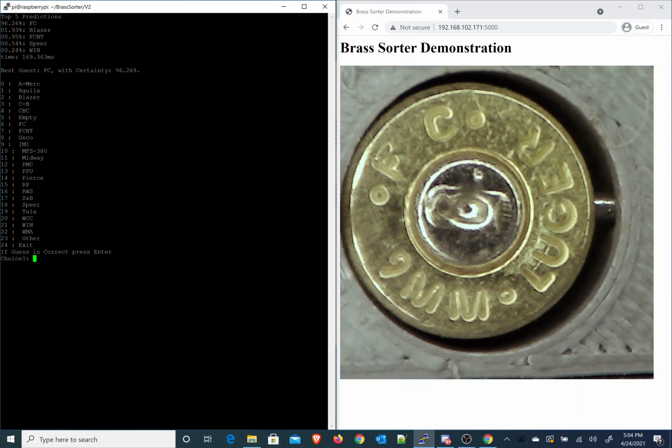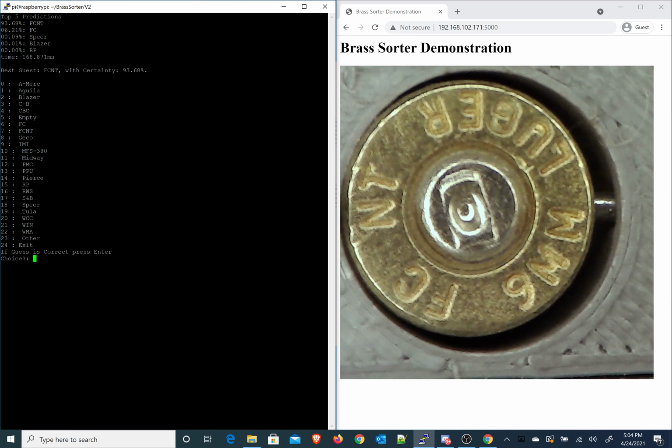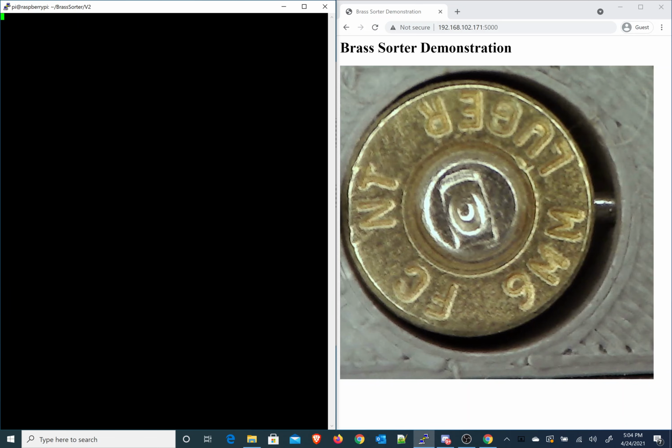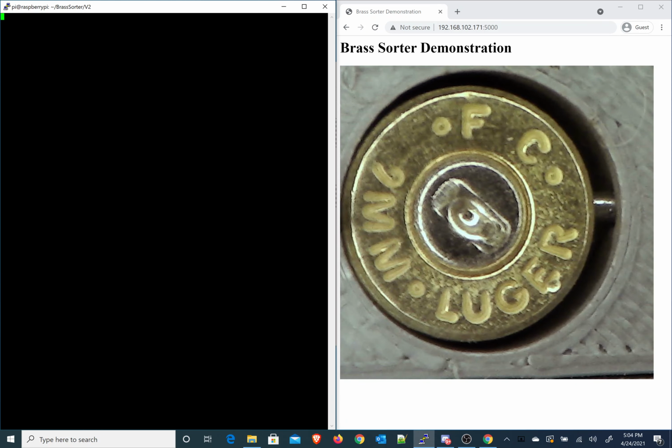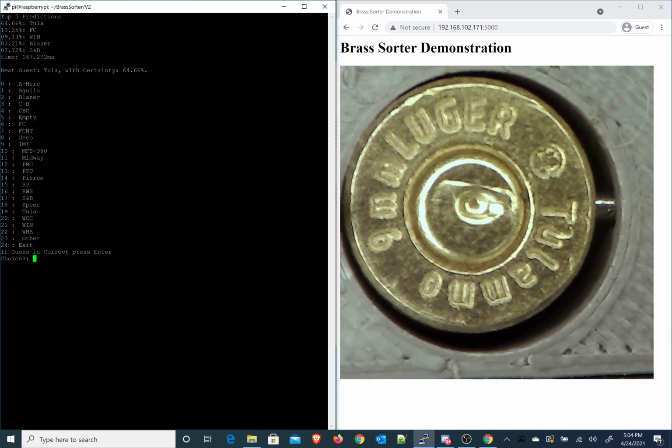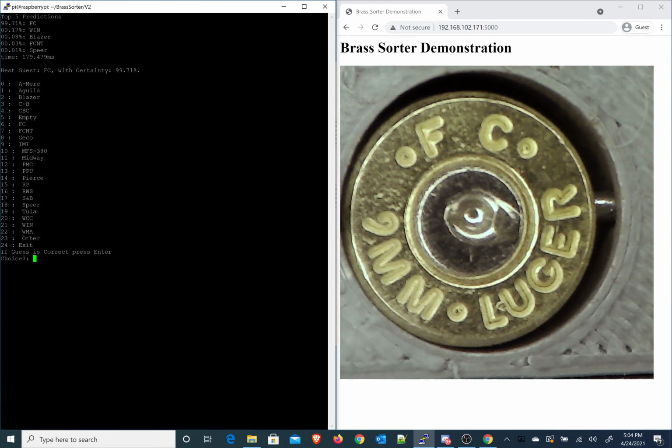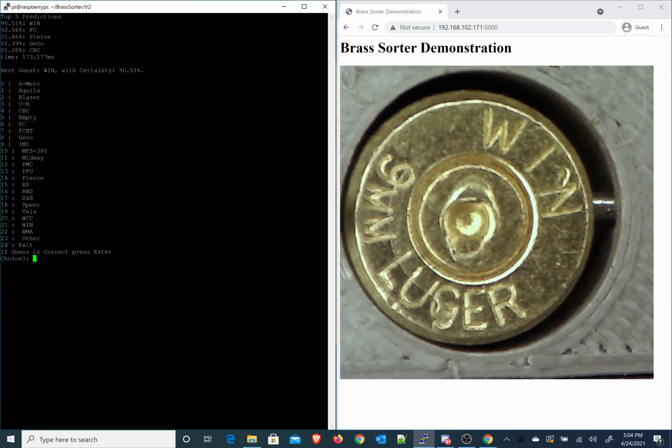My expectation is that FC and FCNT brass is going to really know what it's looking at, but anything else, there's a good chance it's going to get it wrong until we get more training in the system. I'm actually really surprised it's got this Tula one right, even though it's a low probability match. The system has probably only seen like 10 pieces of Tula brass so far. I don't run across a lot of it. I'm going relatively slow right now just so y'all can see the screen.